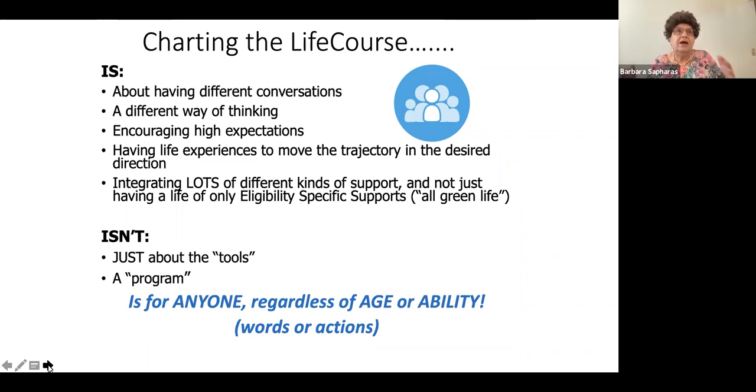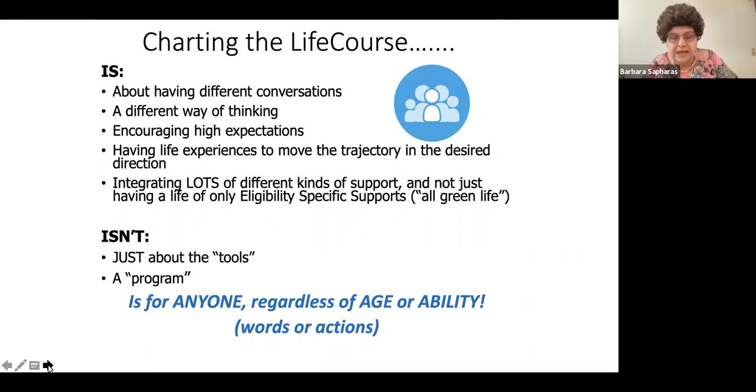So I know people have said to me, well, we use person-centered thinking, so we can't use Charting the Life course. It's not a program. They're a group of resources that you can use when you feel they will be helpful. And it can be used with anyone, regardless of age or ability.